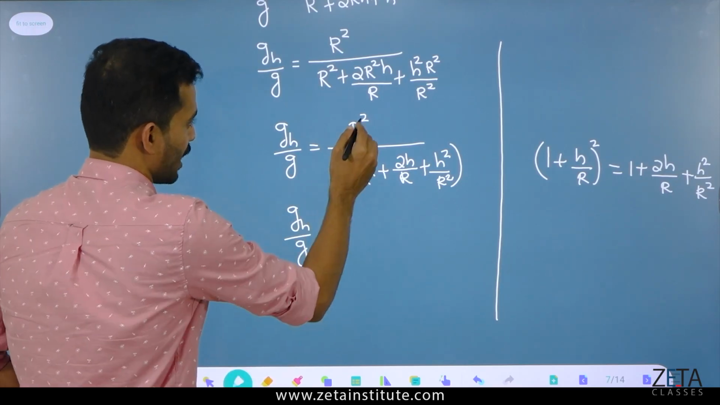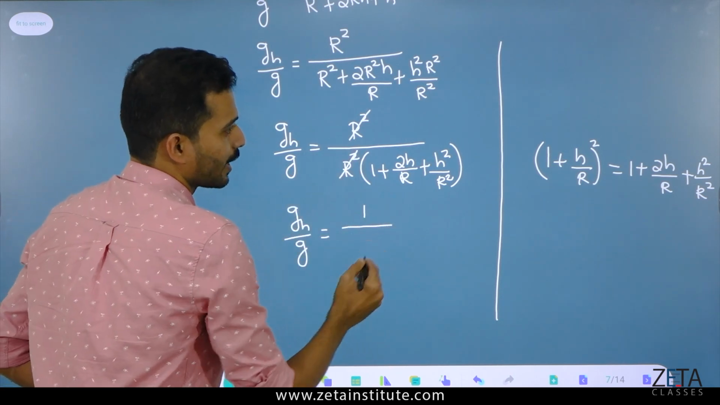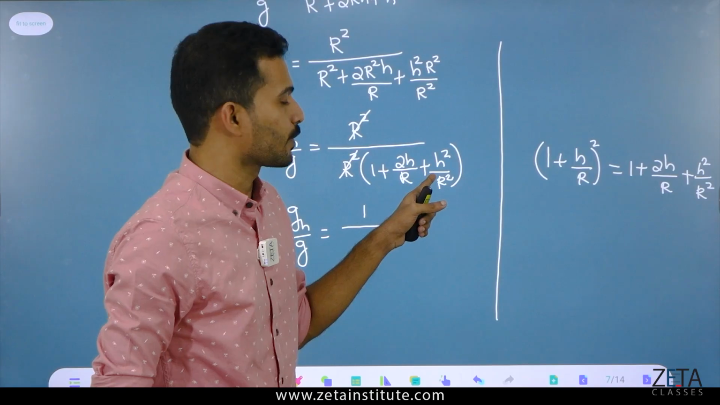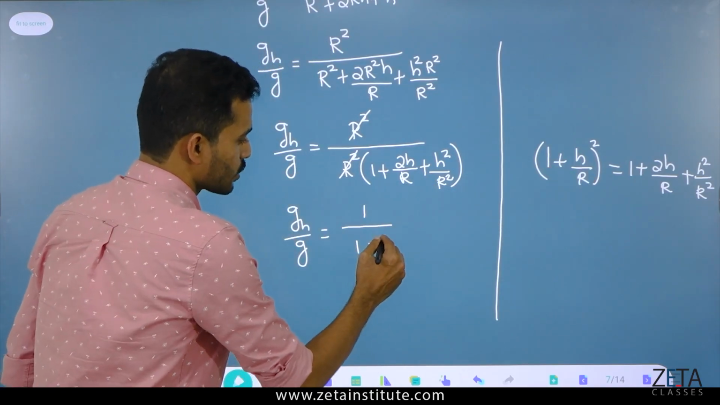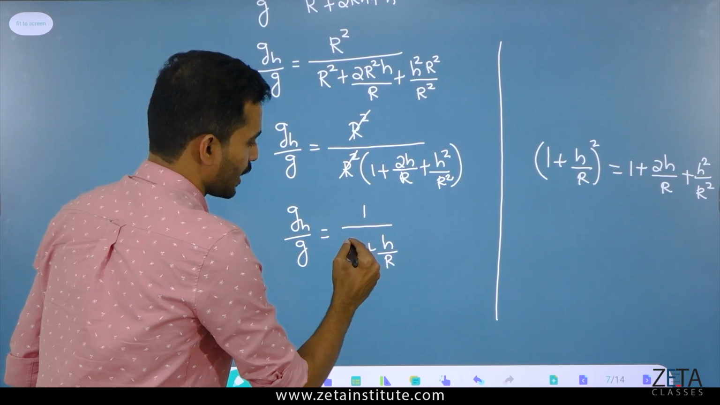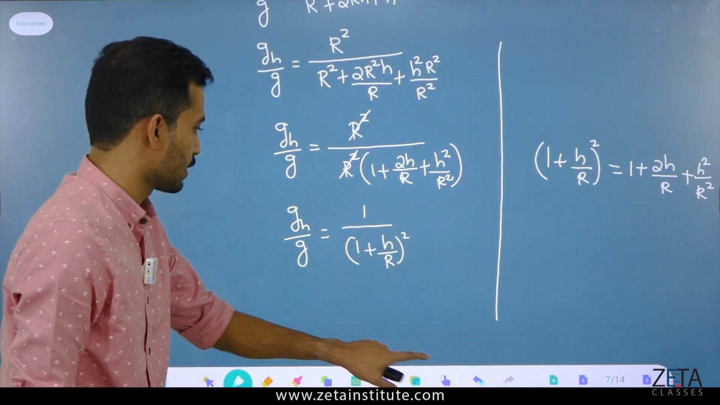So this r square can be cancelled, r square by r square, by 1 by, what is 1 plus 2h by r plus h square by r square? That's equal to 1 plus h by r whole square. So we can write 1 plus h by r whole square. Okay, so what is the value of acceleration due to gravity?